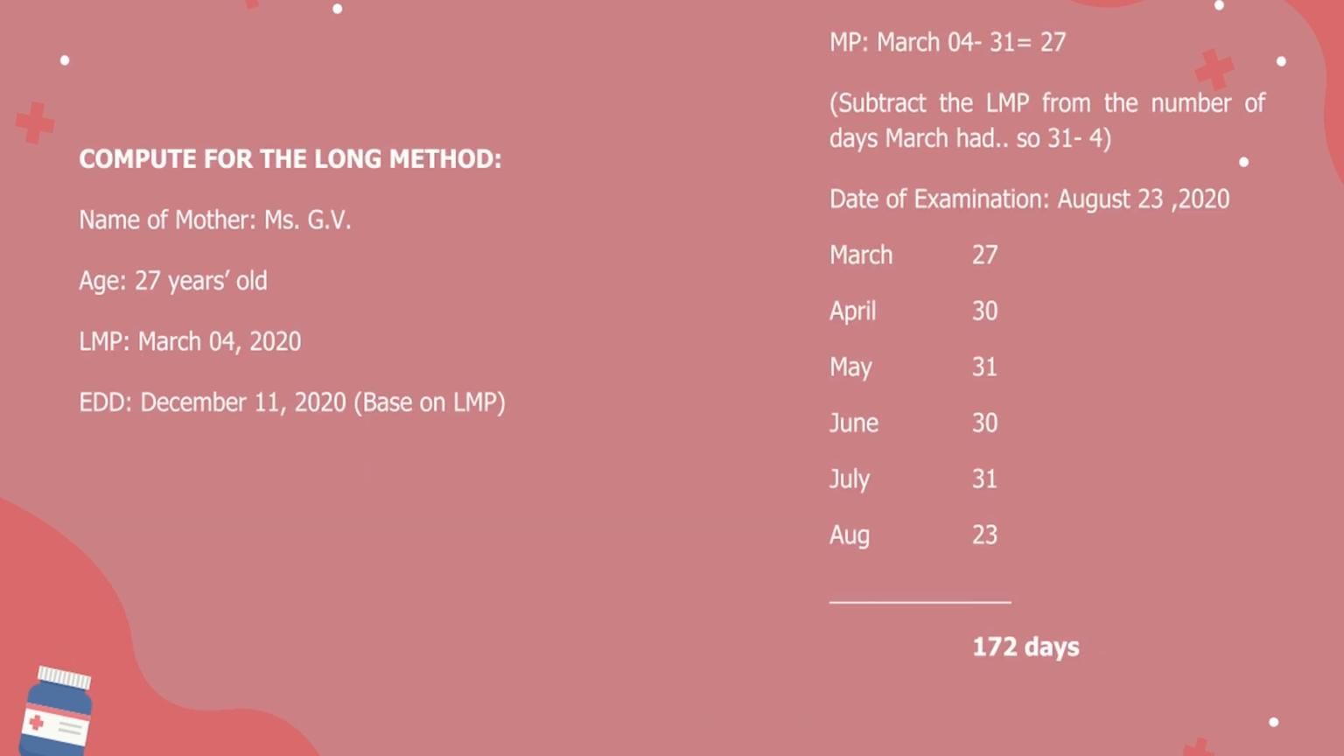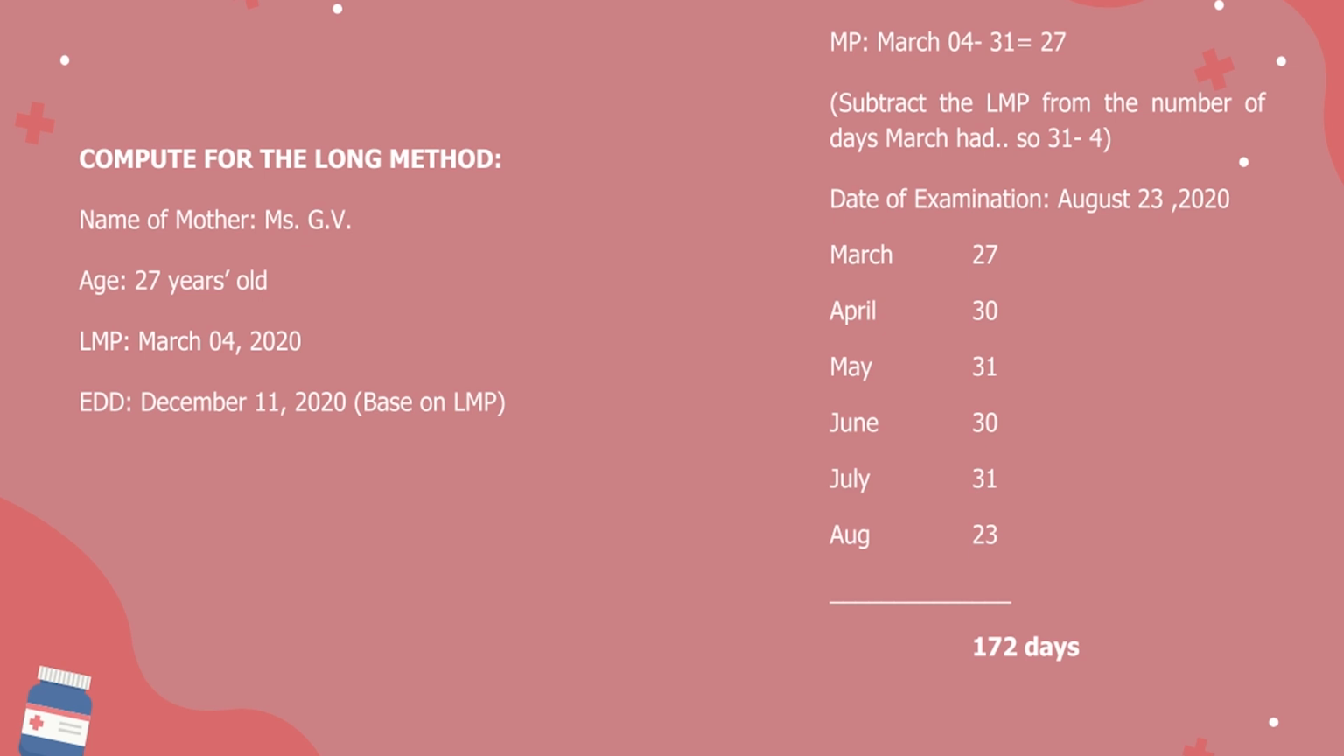So for the AOG, the long method, what we need is the LMP, the EDD, and the date of examination. So the first thing we do is the LMP minus the number of days in that month. So for us, it's March 04 minus 31. So that's 27. And for the second thing, which is the date of examination, which is August 23, you can see it at the bottom part. You should write that down.